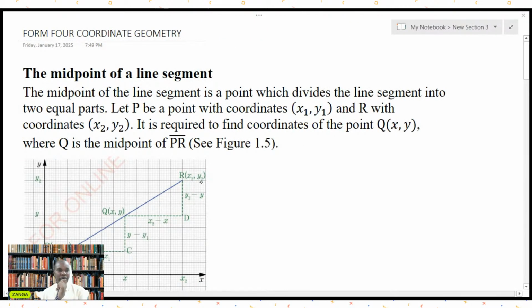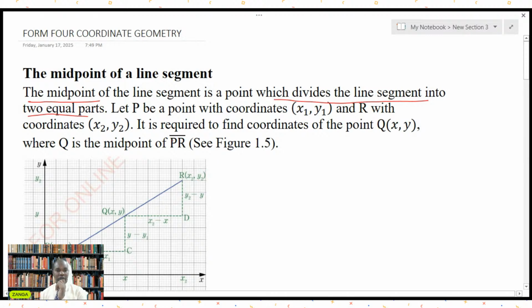So as I said, we are going to go on with midpoint of a line segment, and the midpoint of a line segment is a point which divides the line segment into two equal parts. So the midpoint is a point which will divide the line segment into two equal parts.